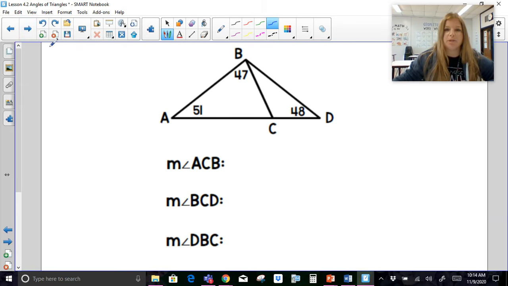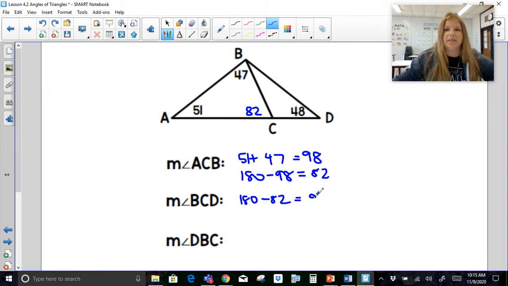Okay, let's take a look at a bunch of problems. So it says the measure of angle ACB. If I wanted to find this angle here, that's going to be pretty straightforward. I would add up the two angles that I'm given, 51 plus 47. I get 98. And then 180 minus 98 would give me 82. So this angle here is 82. That's pretty simple. Then BCD. Well, BCD, that angle is a linear pair with 82. So if this is 82, then 180 minus that 82 is going to be 98.